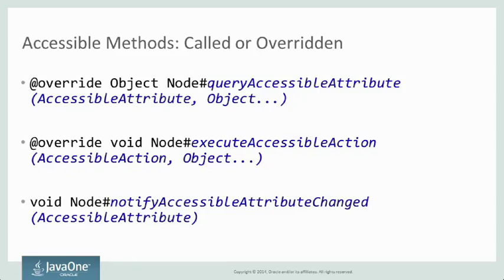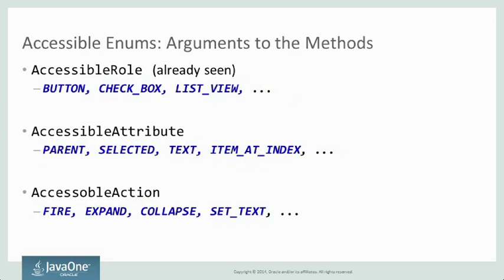And I have examples for that. One way to think about it is, the screen reader is calling into you, asking for a value, or you're calling out to the screen reader to tell it that something has happened. The ones that you override are the ones where the screen reader is calling into you. And the one that you don't override is the API where you're calling out. So moving forward, that's what we're going to see here.